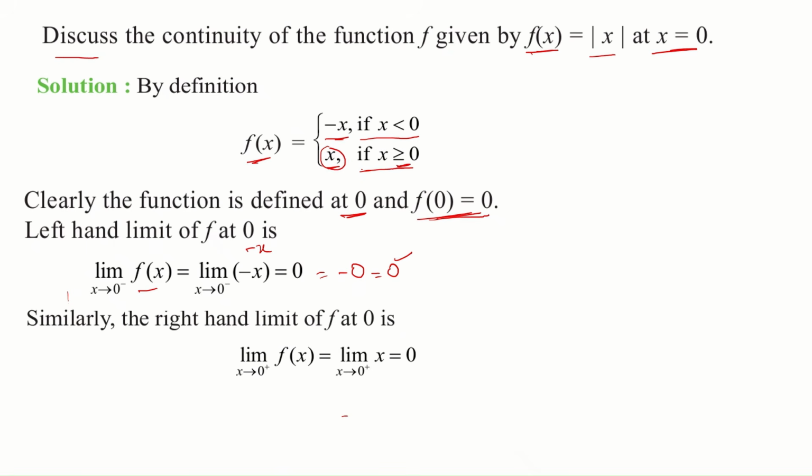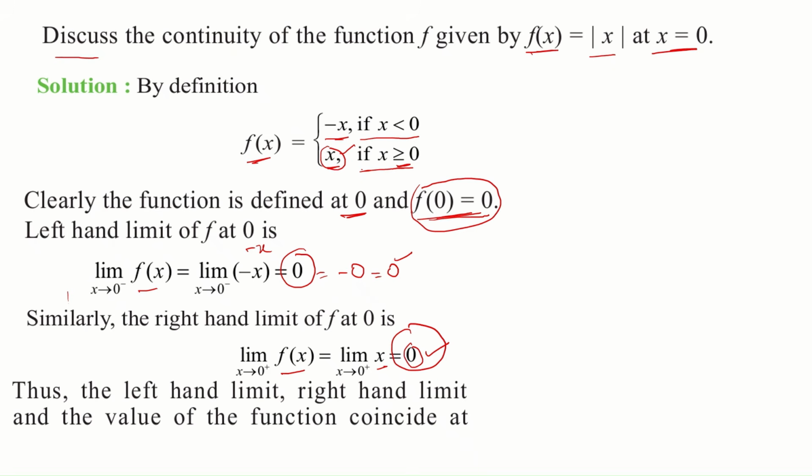In the same way, I will apply the right hand limit. What is the right hand limit? The limit as x tends to 0 from the right, f of x. For x greater than 0, the output is plus x. Applying the limit, that is plus 0, nothing but 0. What conclusion can we give? f of 0 is 0, the left hand limit is 0, and the right hand limit is 0.